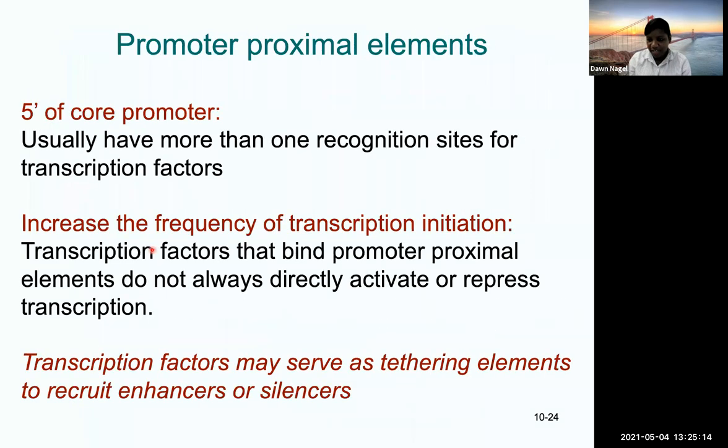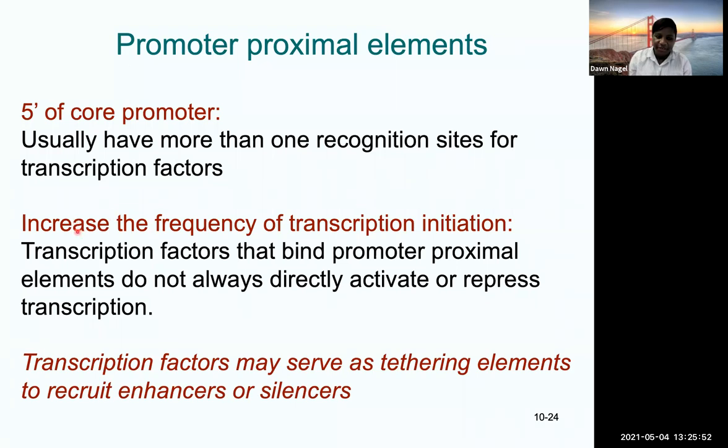So upstream of that core promoter, you have this proximal promoter. Proximal just means near, next to something. Within that proximal promoter, you have more than 1 recognition site for transcription factors. So you can have many different sequences within that promoter, way more than what you will see in the core promoter. That really depends on the transcription factor families present within the genome and what the gene is that needs to be regulated.